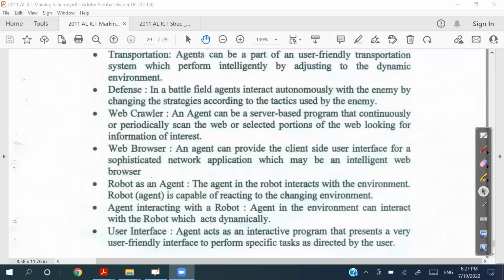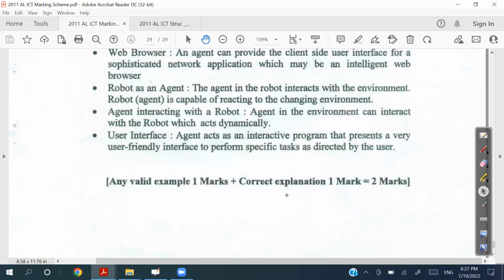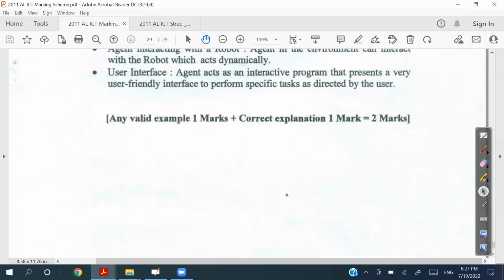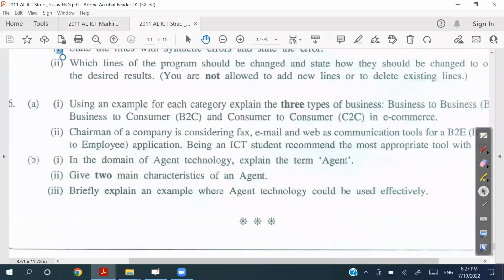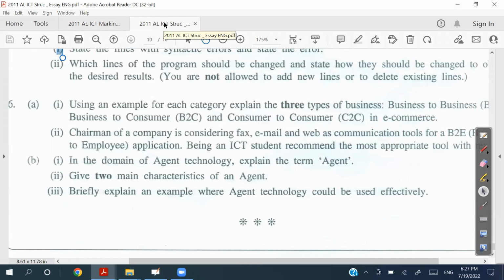Right. People, is that clear? Lamai, is it clear?